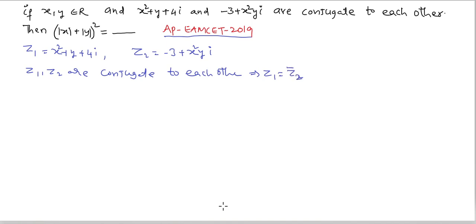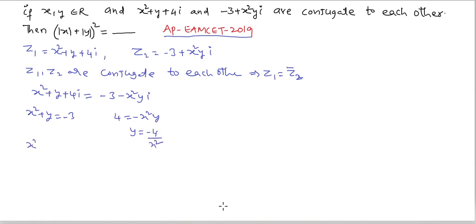So z1 is x² + y + 4i, equal to z2 bar, that is −3 − x²y into i. Equating real parts, x² + y is equal to −3, and imaginary parts 4 is equal to −x²y. From this, y is equal to −4 by x². Substituting in this equation, x² − 4 by x² is equal to −3. So x⁴ − 4 is equal to −3x². x⁴ + 3x² − 4 is equal to 0.